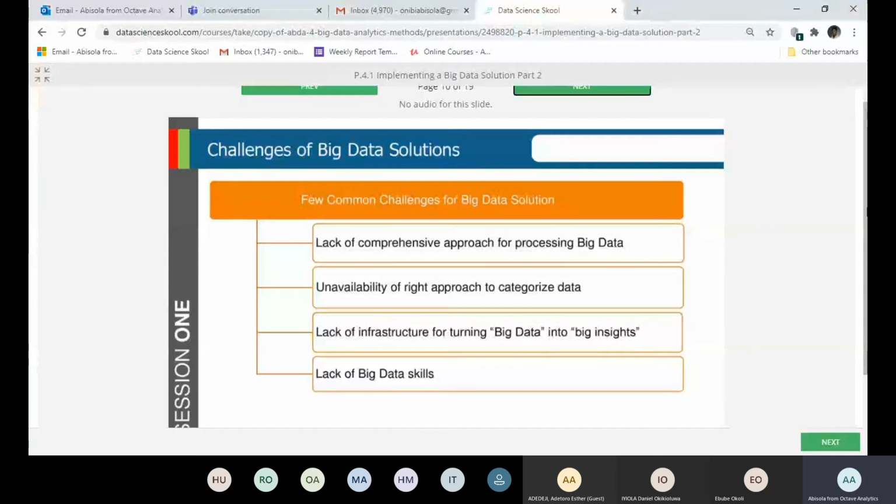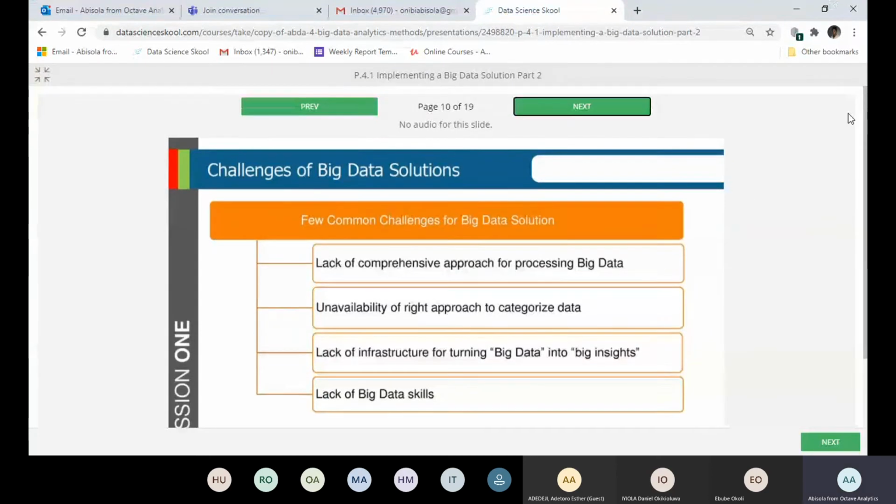So I'm trying to meet up with time. So lastly, today we'll be looking at the challenges of big data solutions. What are the challenges of big data solutions?